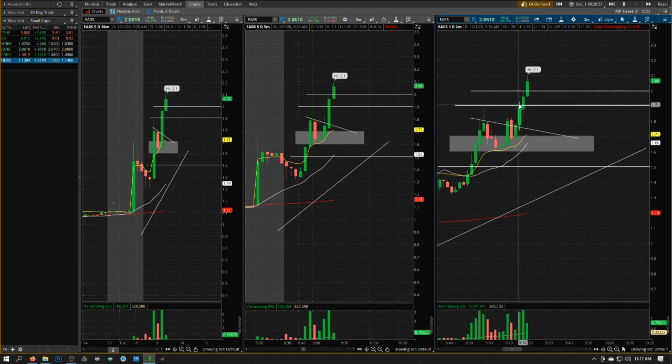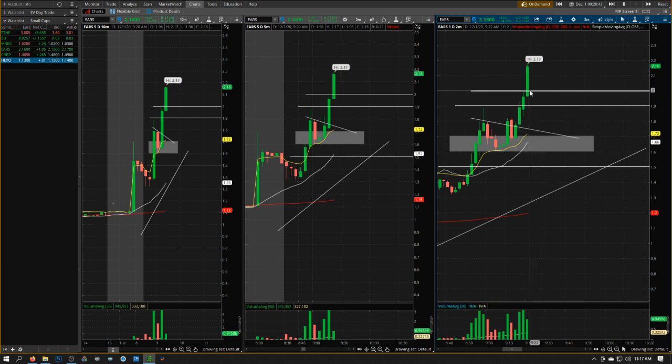So I probably would have scaled out at least half my position here. And then based on the 2, I would have scaled out the rest of it up here. Now, if it came back down to this and rested a little bit, I probably would have actually doubled my position and added to my winners. Especially in scalping, I'm a big fan of adding to winners.